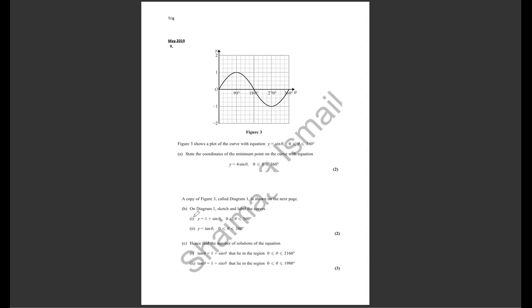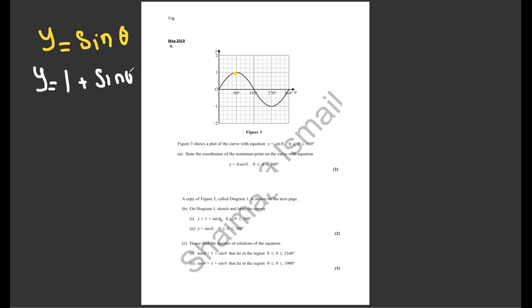Next, part B here on diagram 1, sketch and label the curve with equation y equals 1 plus sine theta. Again, the original is y equals sine theta. So we are going to take the same y and add 1 to it. Why are we going to add 1? Because he said the new one is y equals 1 plus sine theta.